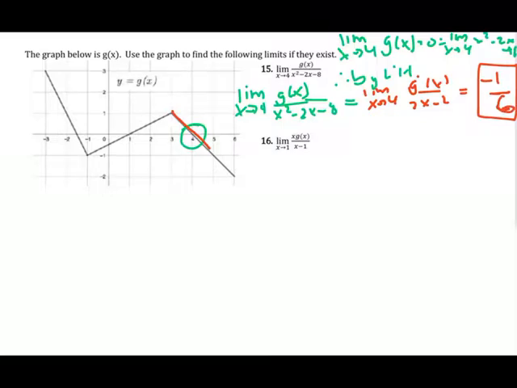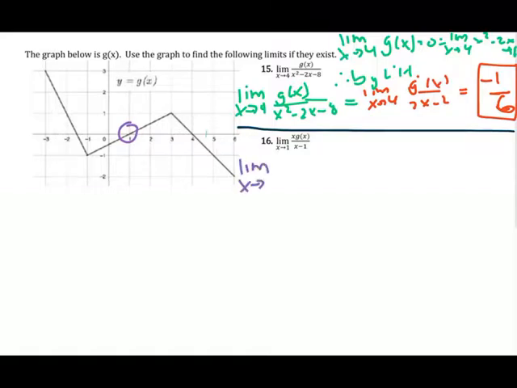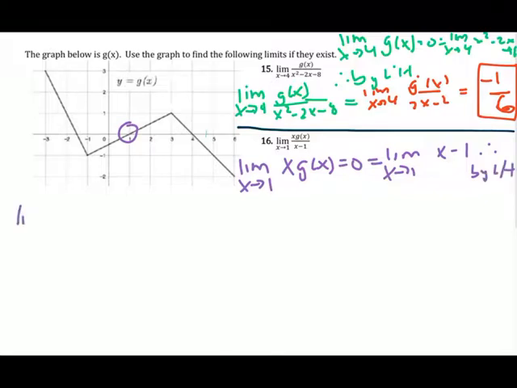And last but not least, number 16, the limit as x approaches 1 of x g of x. So let's see what g of 1 is. g of 1 is 0. So that is going to be 0. Obviously, if I plug 1 into the denominator, that's also going to be 0. So the limit as x approaches 1 of x g of x equals 0, which equals the limit as x approaches 1 of x minus 1. Therefore, by L'Hopital's rule, this limit, the limit as x approaches 1 of x g of x over x minus 1, equals that derivative, the limit as x approaches 1.